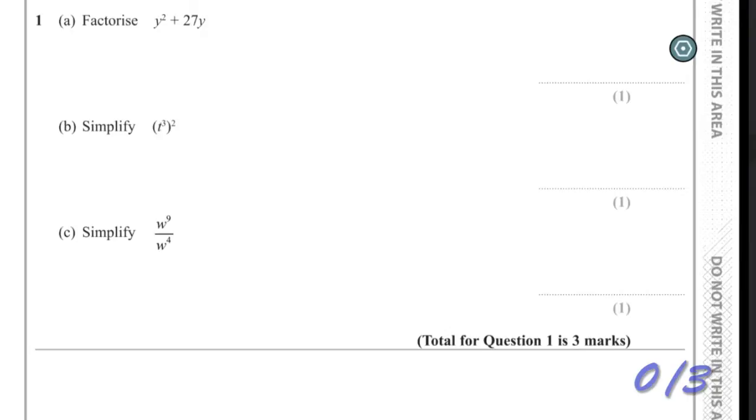Okay, welcome to question 1. For question 1, first thing to note is each of the 3 parts is worth only 1 mark. That means we're not going to have to write any working down. We're just going to write the answers.